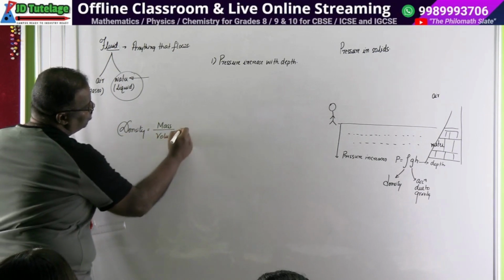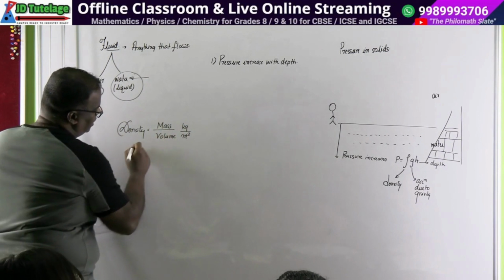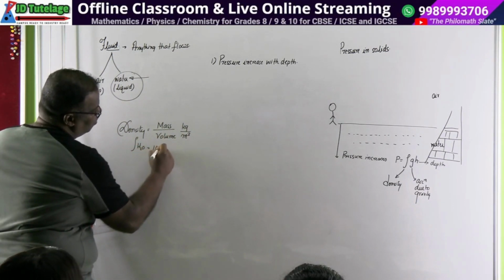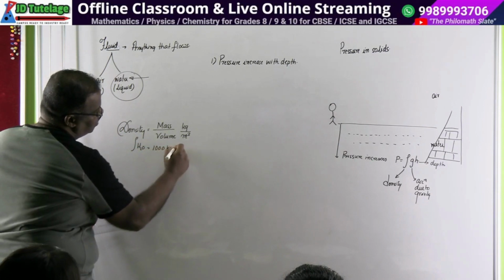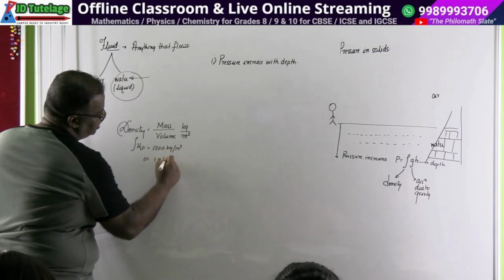So what should be the unit of density? Kg per meter cube. And the density for water, rho for water, is usually 1000 kg per meter cube, or you can also write it as 1 gram per centimeter cube.